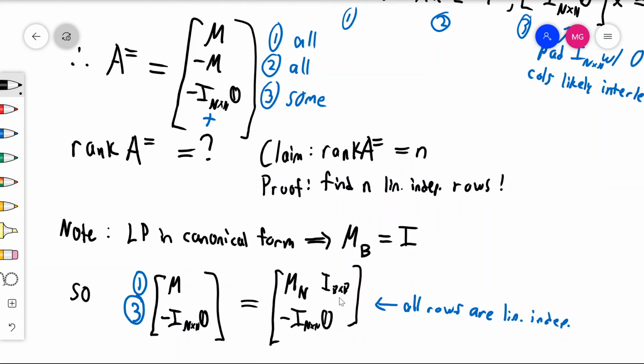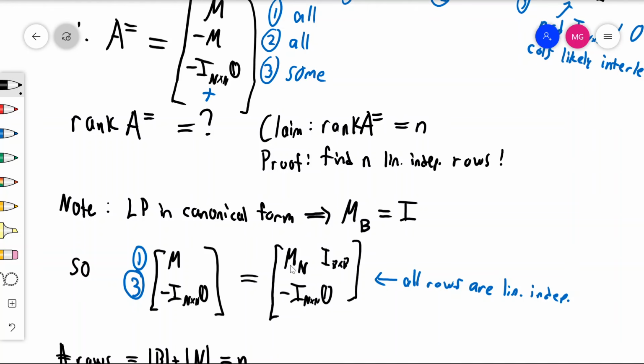And the basic columns of M are identity matrix columns, because we're in canonical form there. So what we have is that we can look at our matrix. This type 1 and type 3, this is just a submatrix of A equality, which is itself a submatrix of the overall matrix A. But anyways, this is just part of A equality. And actually, the claim here is that we have n linearly independent rows just amongst this part.